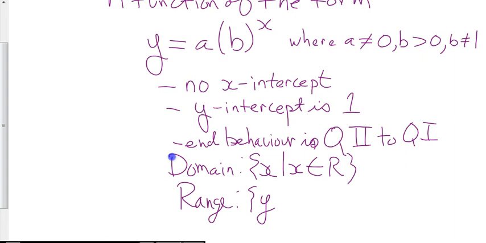So we said there's no x-intercept. So we know that y can't be 0. And it's not going below, so it can't be negative. So then the range is y is greater than 0.